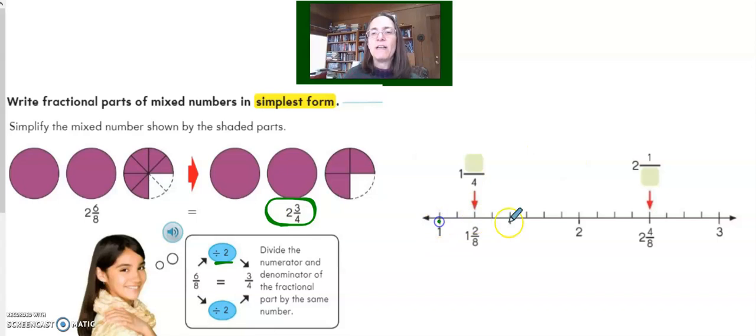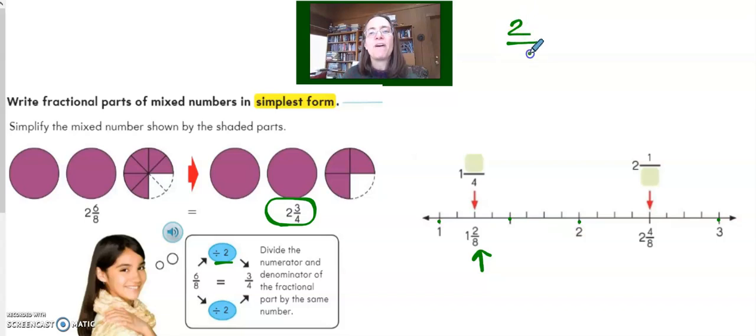Let me see. This is 1, this is 2, this is 3. Taking a moment to just read that number line is a good idea. And it looks like we've got some 8ths here. So this is 1, 2, 3, 4/8. That's halfway. 5, 6, 7, 8/8. So right here we have 1 and 2/8.